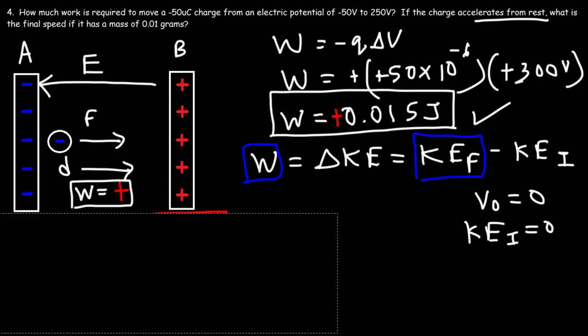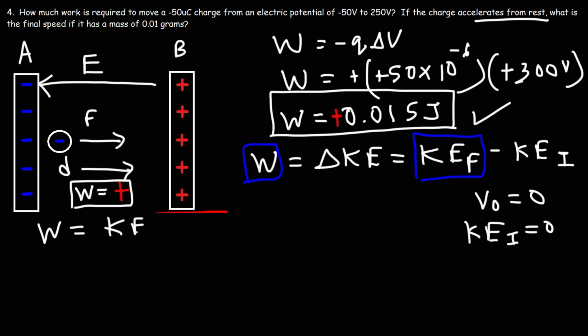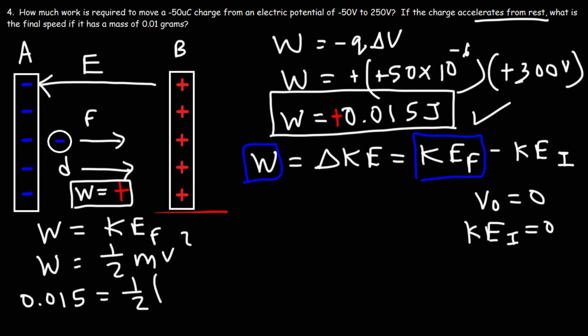So let's go ahead and use that formula. For this particular example, because it accelerates from rest, work is equal to the final kinetic energy. And the final kinetic energy is 1/2 mv squared. So the work is 0.015 joules. And then the mass is 0.01 grams, but we need to convert that to kilograms.